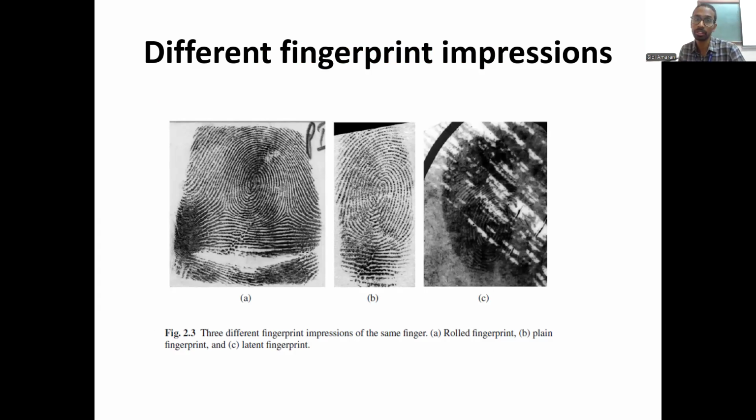So these are the types of the fingerprint. If you take the types of fingerprint, there are two things, offline and online. In offline, the rolled and latent fingerprints will be coming, and in online, the plain fingerprint will be coming.